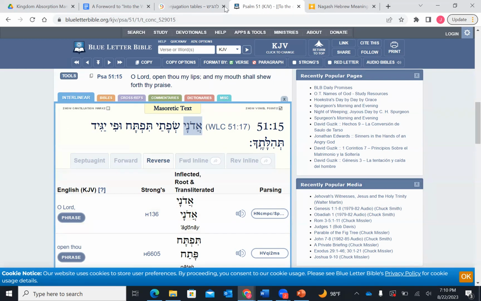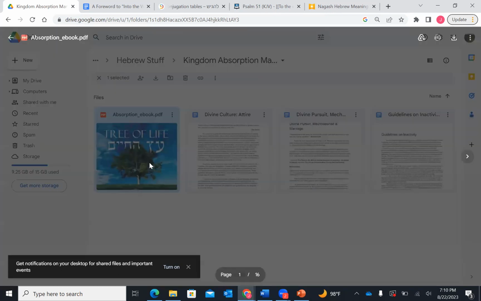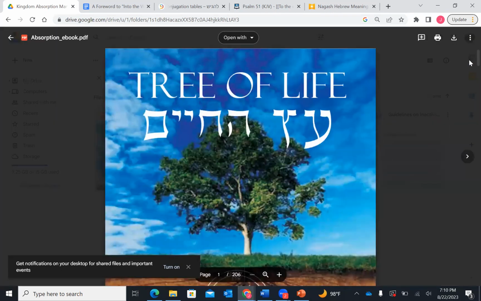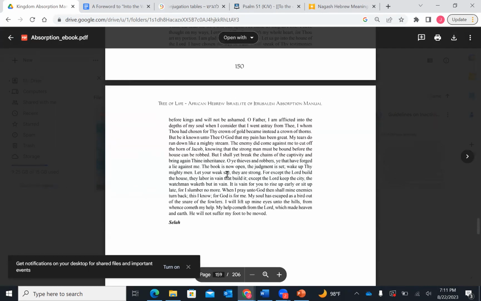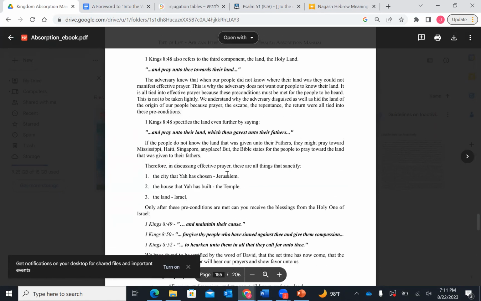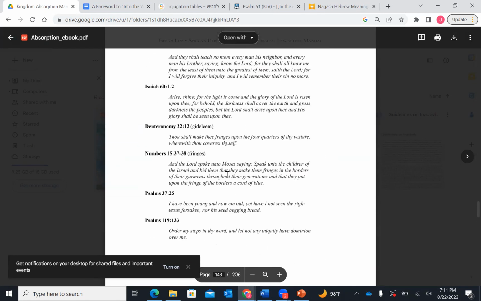All right, so look where I'm at. This is my Drive document. This is the Kingdom Absorption Manual, right? If I click on this, it's the PDF version of it. I know the verse I'm looking for is going to be somewhere down in the 50s or the 170s, something like that. When it loads up, you'll see that it has Hebrew that we all should know. Let's see if I can find it real quick.